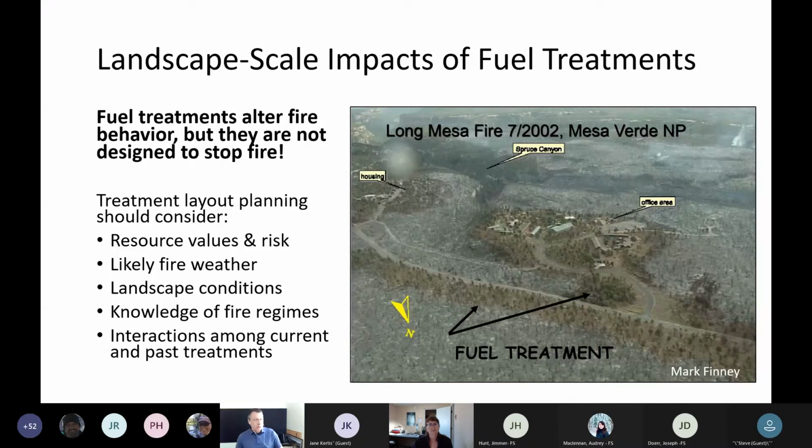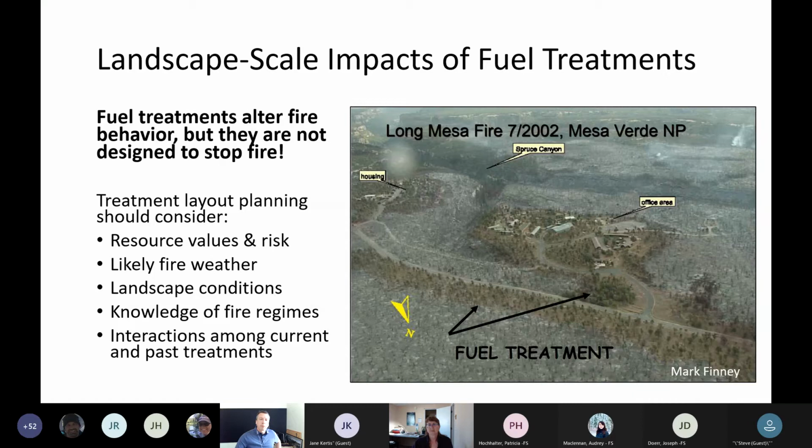So heading into wrapping up here, we talked about these impacts of fuel treatments at both stand to landscape scales. And one of the things we've got to keep in mind is that fuel treatments are designed to influence fire behavior. They're designed to influence these characteristics of how fire burns across the landscape. They're not designed to stop fires. So while we might use fuel treatments to promote things like successful protection efforts of high value resources like office areas and housing, we can't expect those fuel treatments to just stop fire altogether, right?